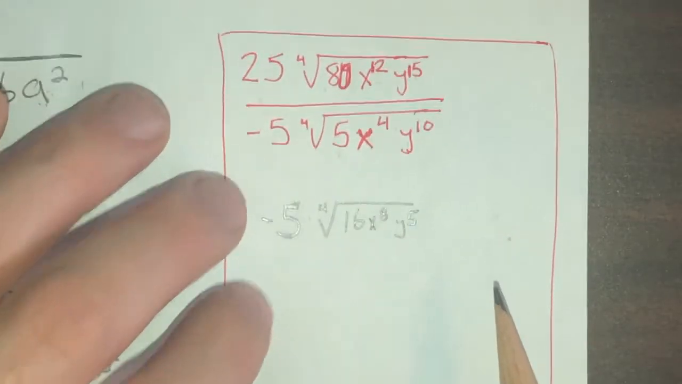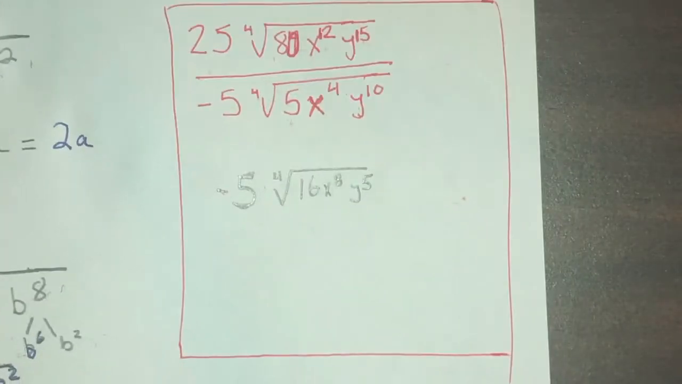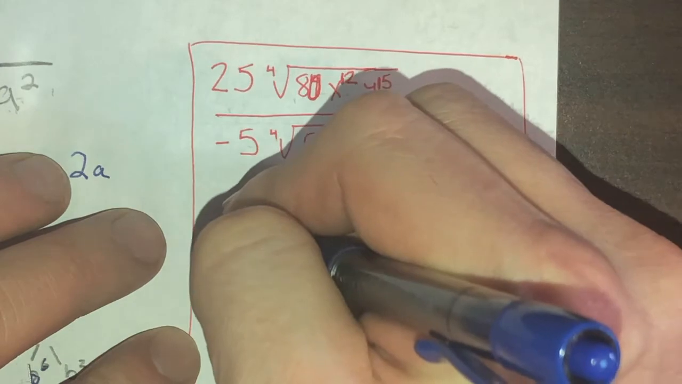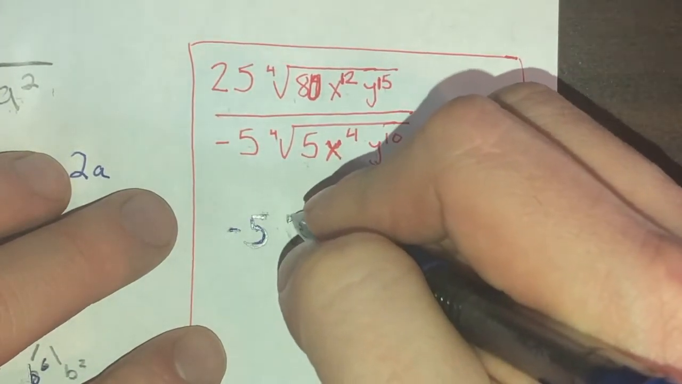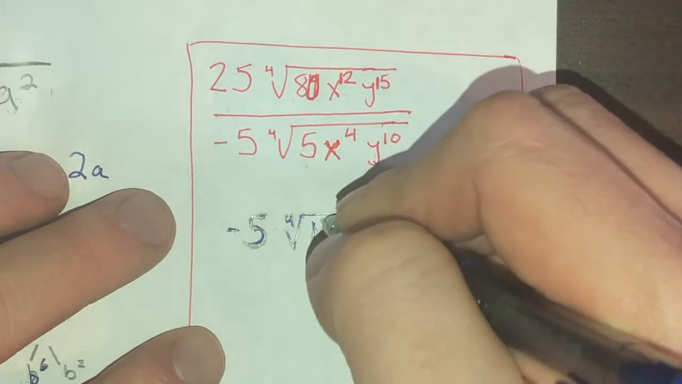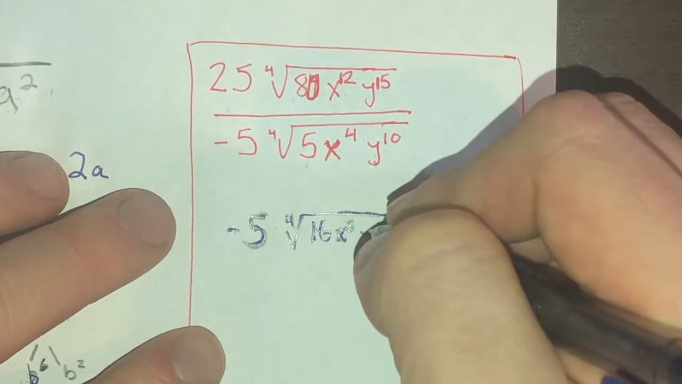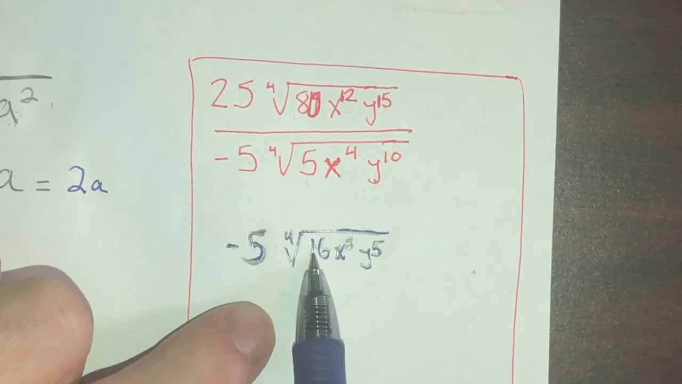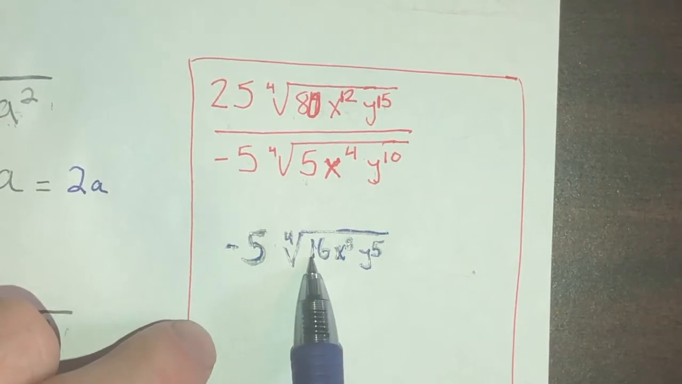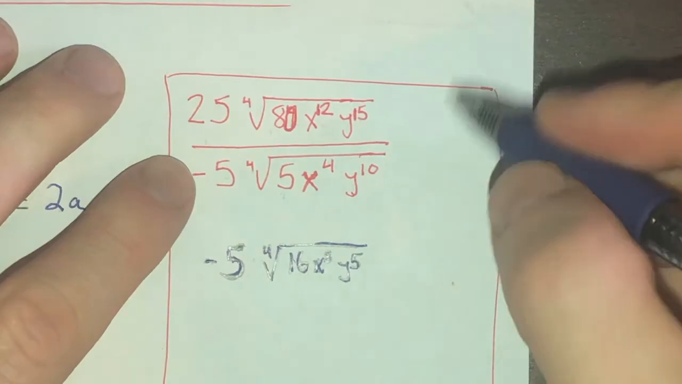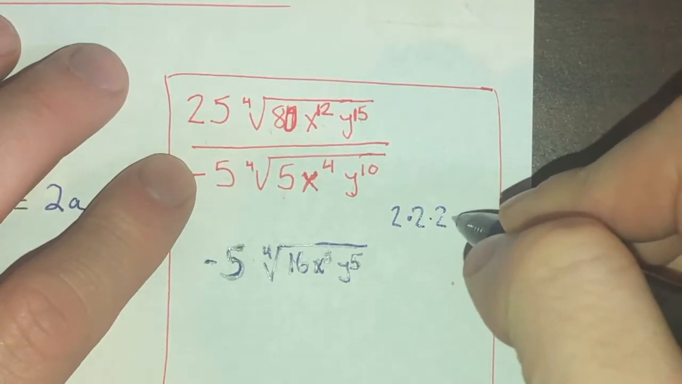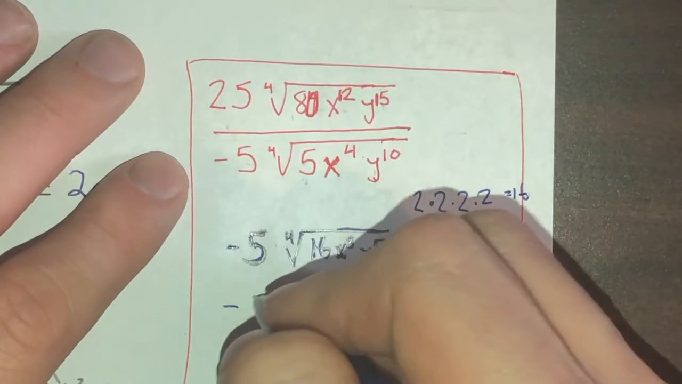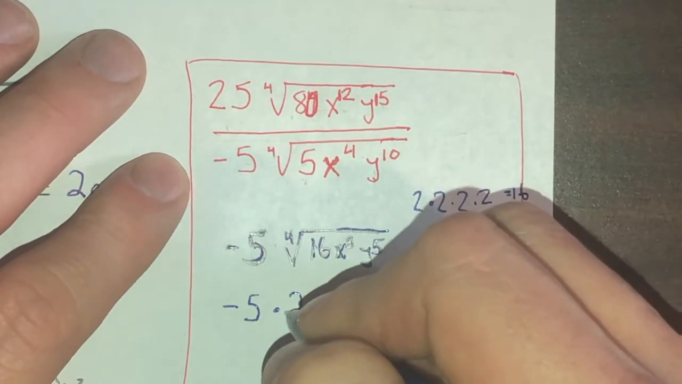All right. Hopefully we're able to see that all right. So I'm going to pen it out from here. So we got negative 5 times the 4th root of 16 x to the 8th y to the 5th. Now, let's see what we can do. So let's look at the 16. Does the 16 have a perfect 4th root? It does. 2, 2, 2, 2. That's equal to 16. Okay, therefore, what I have is negative 5 times 2.